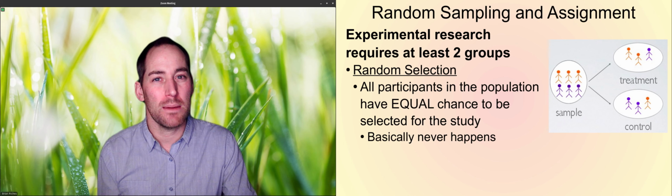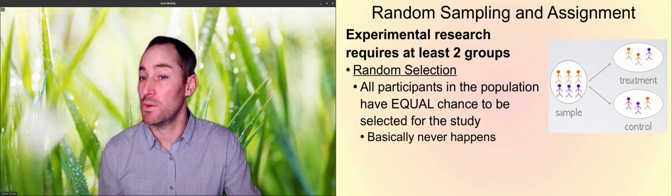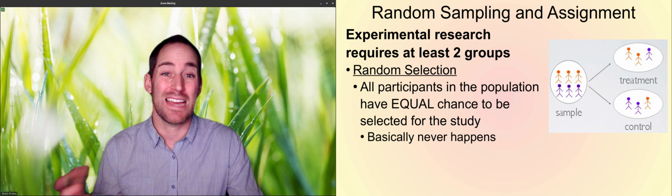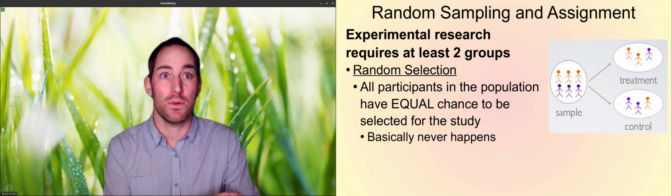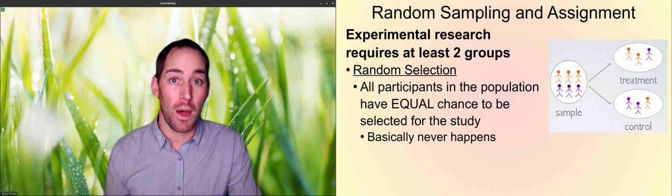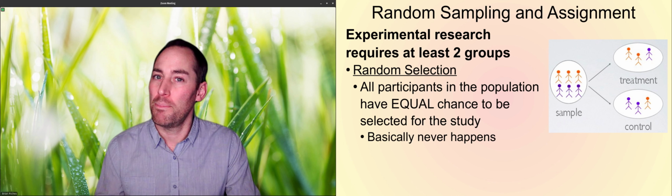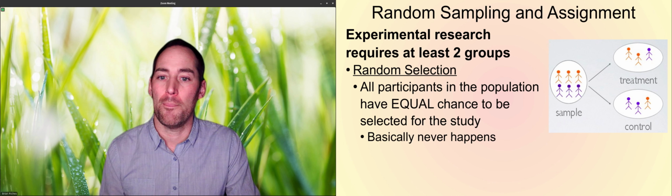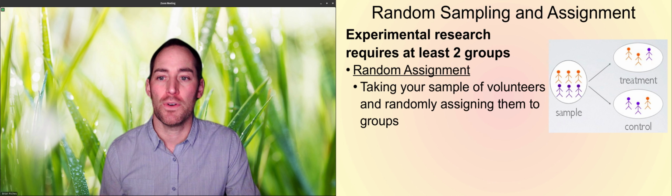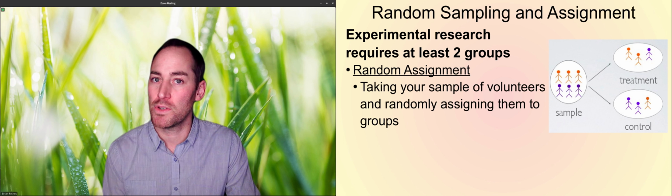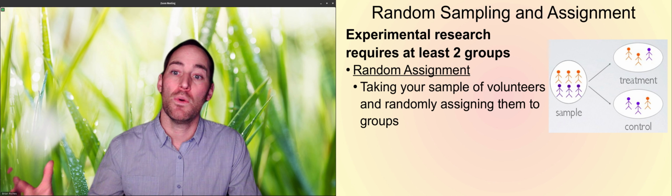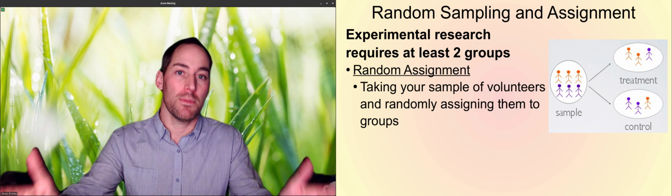So oftentimes in real life, we don't have the opportunity to randomly select from an entire population. If you want to study the US population, you probably don't have access to everyone, right? A big number maybe, but probably not everyone. Versus random assignment, it's what's most often done. Basically, whoever volunteers, you randomly assign.